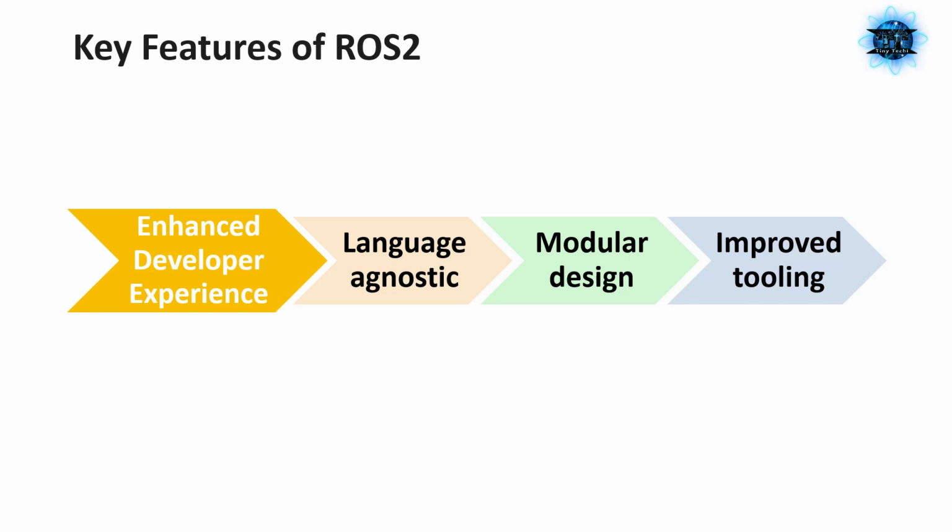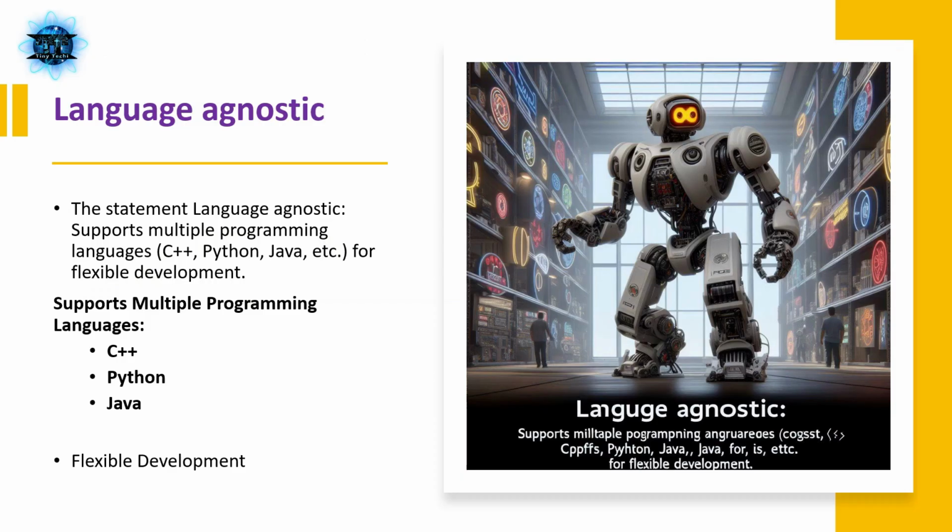And coming to the third key feature of this ROS2, this is the last key feature we are discussing in this video, that is about enhanced developer experience. Under the enhanced developer experience, we are going to focus on language agnostic, modular design, and improved tooling. What are these things exactly? We are going to discuss in the coming slides. What is a language agnostic?